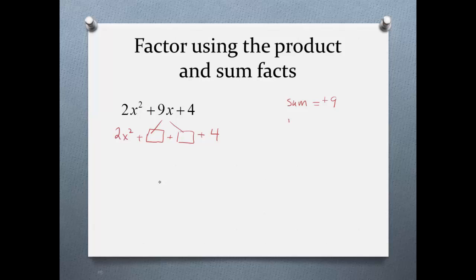But what I need the product to be is not the last term anymore, it's the product of a times c. So 2 times 4 is 8. So I'm looking for two numbers that multiply together to give me 8 and add together to give me 9. I think those numbers are 1 and 8. So that's what's going to go in these boxes over here. I'm going to have a 1x and an 8x. So let me rewrite that a little neater: 2x squared plus x plus 8x plus 4.